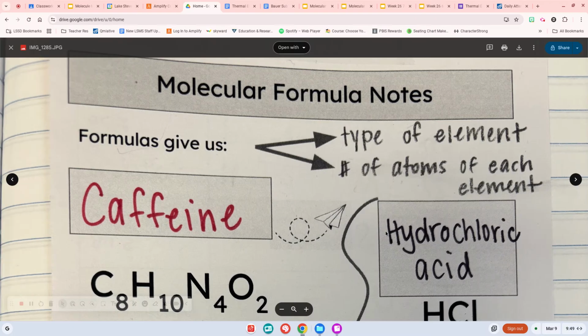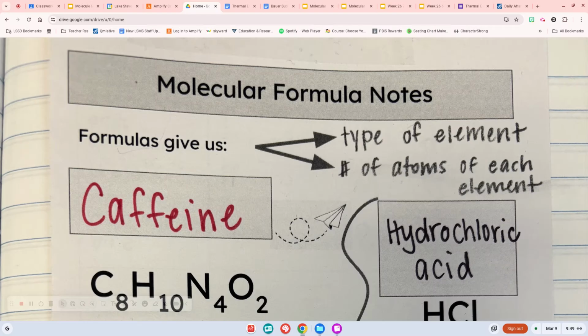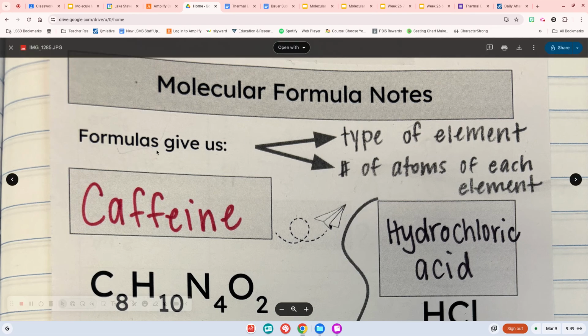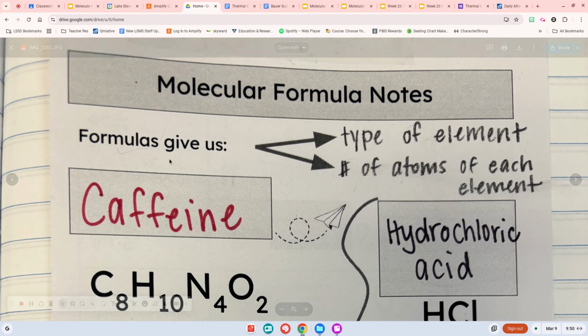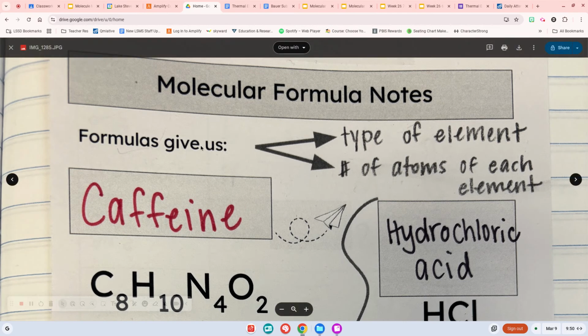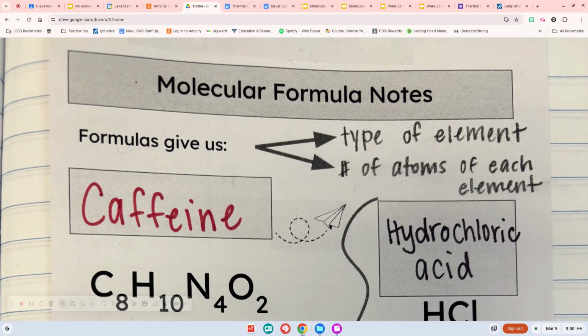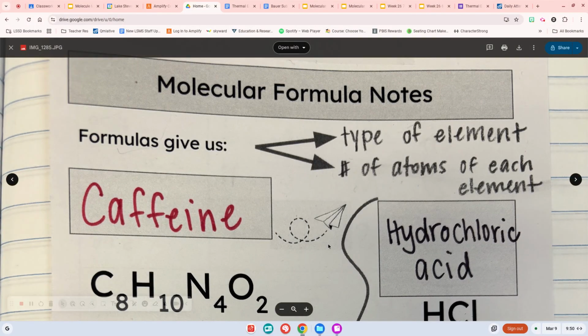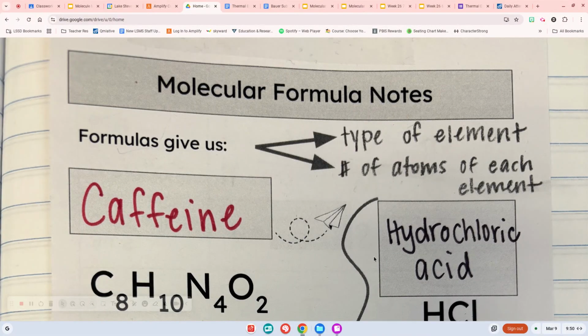Let's first talk about what is a chemical formula. A chemical formula gives us the chemical symbol, which stands for the name of the element, and then some numbers. This really gives us some important information about molecules. Formulas give us the type of element, what is it, and the number of atoms of each element. Go ahead and write this down. We're going to practice with some different elements here.